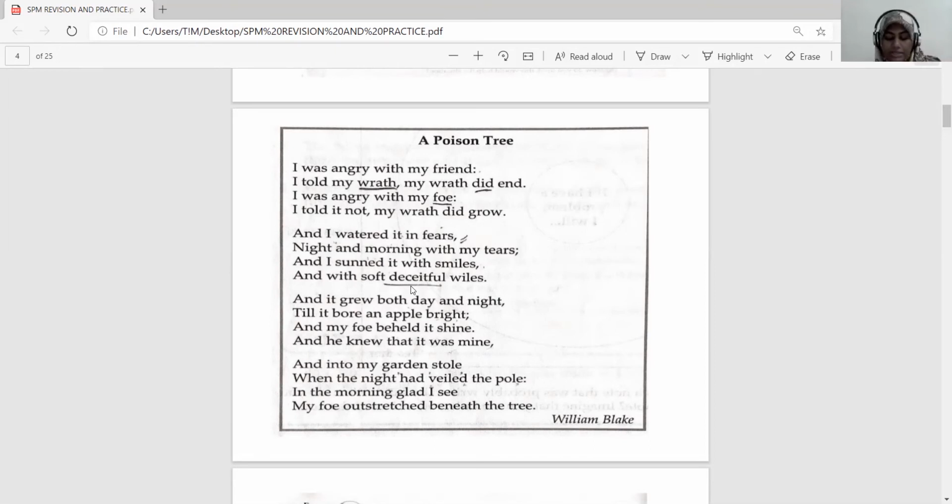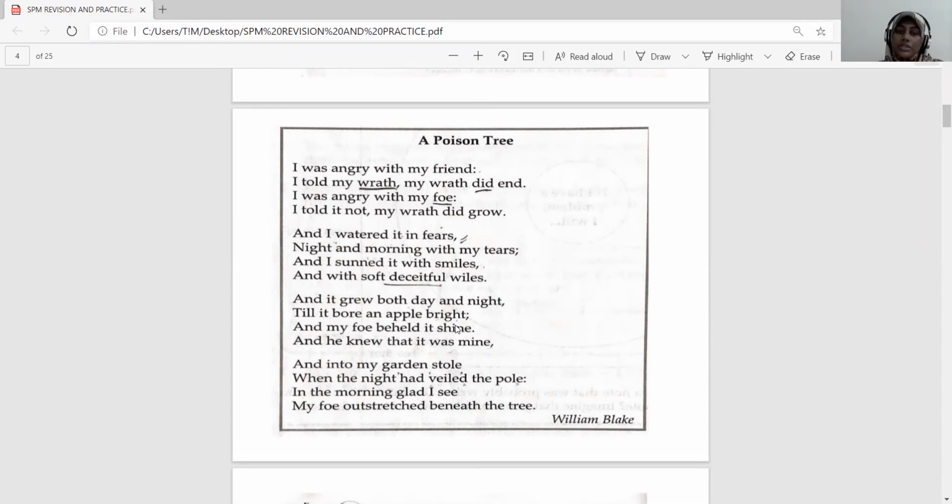Okay, in stanza 2, he was already planning that he wants to deceive. Deceive means dia nak menipu. He wants to put a trap for the enemy. And what he is doing in stanza 3 is working on it. All right, he already planned. Now he's working. He already got the hasil, which is the produce, the apple bright.